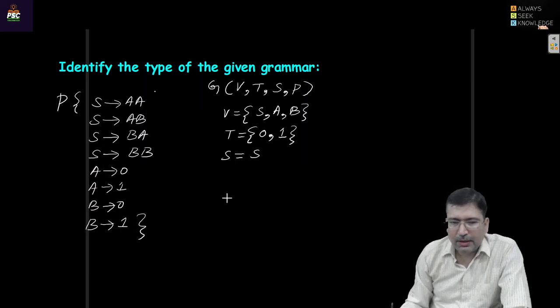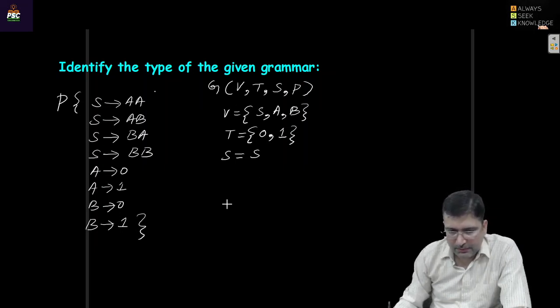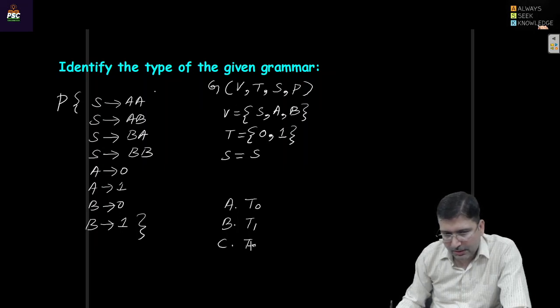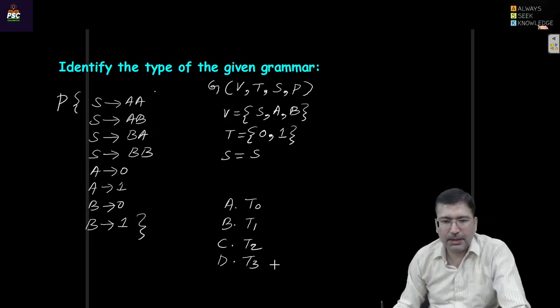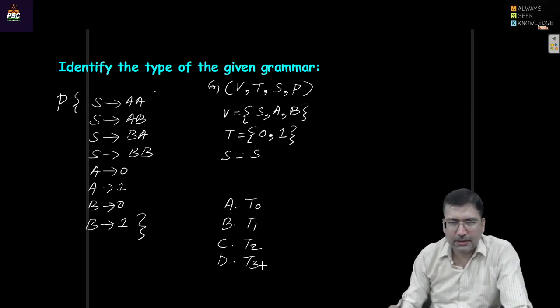Now we need to identify its type. The options are: A is type 0, B is type 1, C is type 2, and D is type 3. Now please type your answer A, B, C, D in the comment section.